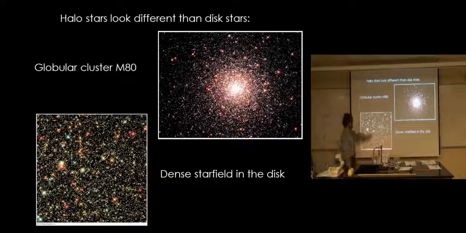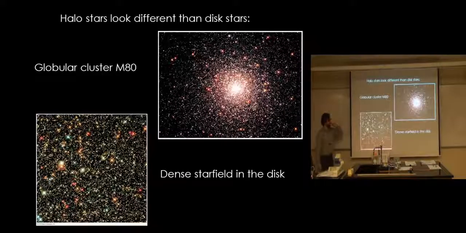And so if I look at a dense star field in the disk, I might see something like this. What can you tell me about the stars in the disk comparatively? So if I see a blue star, I know that something's happening, right? So probably the star formation going on here is much more active, because if I see a blue star, it's got to be pretty young, like less than 100 million years or something like that. So this is characteristic of the disk. That's characteristic of the halo.